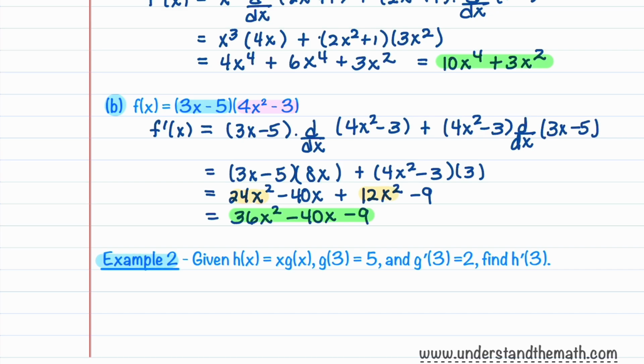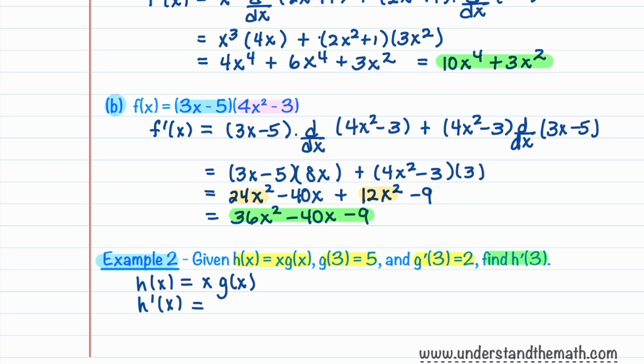In this example, we are given h of x is equal to x times g of x. We're given that g of 3 is equal to 5, and that the derivative of g at the point 3 is equal to 2. We are then asked to find h prime of 3. Let's start by writing down our function. We are given that h of x is equal to x times g of x. We want to find the derivative, so let's write down h prime of x.